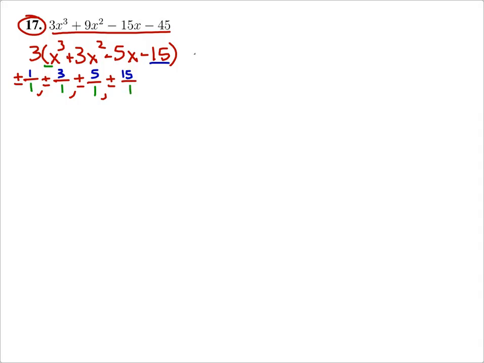Now, again, if you look, this could have been worse because the original numbers were 45 for the constant term and 3 for the leading coefficient. Now we just have 15 for the constant term and 1 for the leading coefficient, which again makes our list 1, -1, 3, -3, 5, -5, 15, and -15. Now this is a long enough list. That's 8 numbers that we need to check in our function.